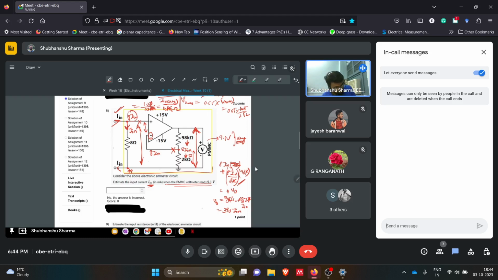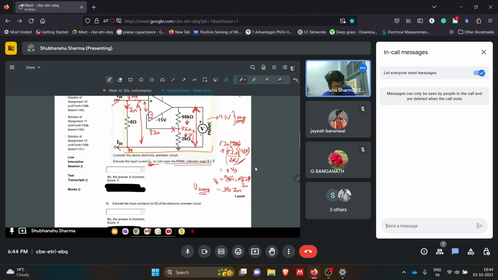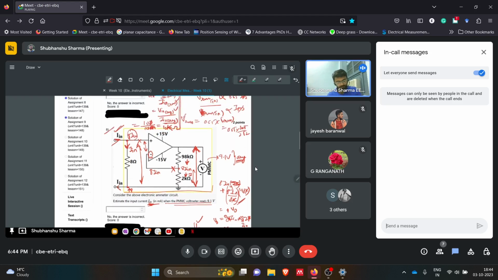So this is V naught average, and they are asking for the input current I in. So I in will be what? We know V naught average is 9.1, divided by 390 will be I in. So if you solve this, you will get the input current I in in milliamperes. This is fine.